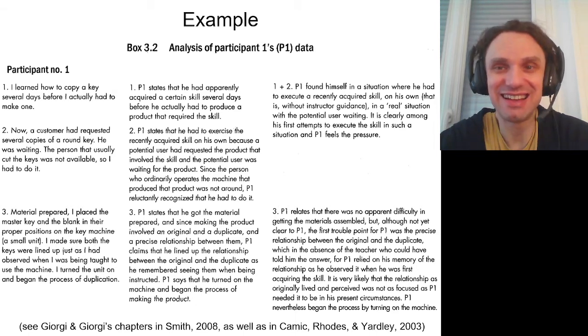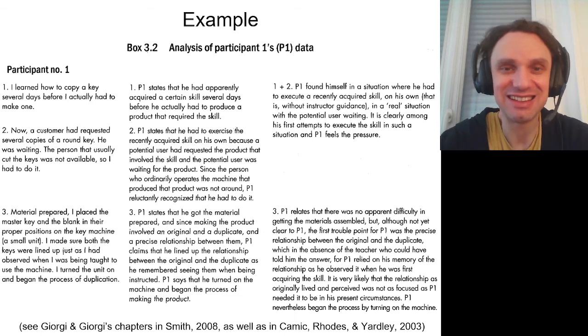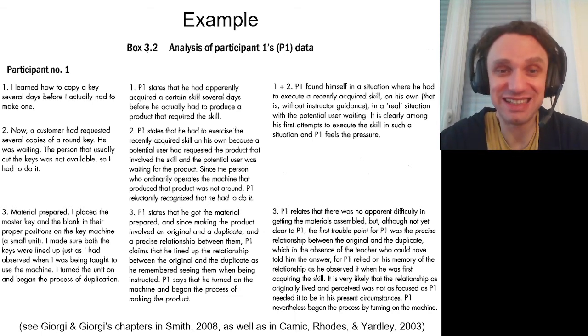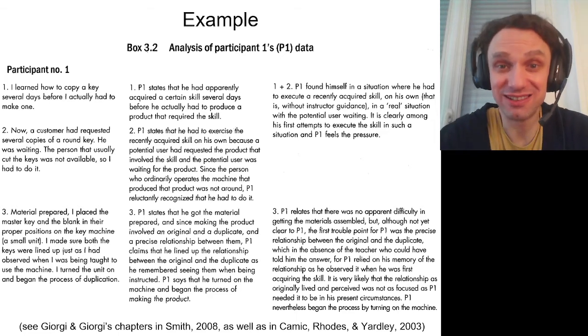And then the second fragment: "A customer had requested several copies of a round key. He was waiting. The person that usually cut the keys was not available, so I had to do it." And you explicated: participant states that he had to exercise the recently acquired skill on his own, and participant reluctantly recognized that he had to do it.